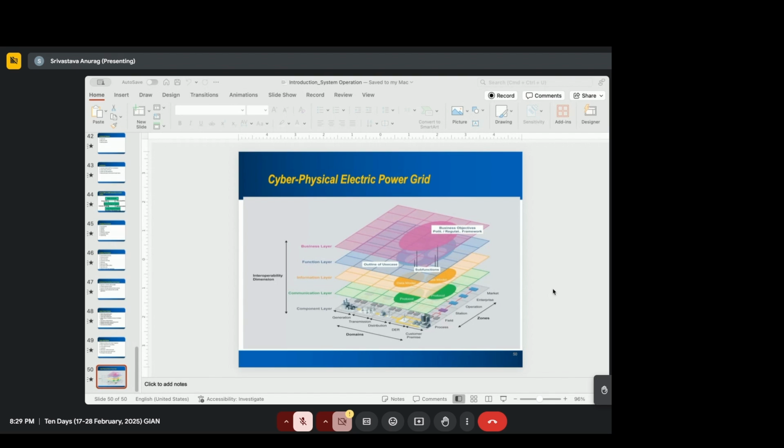So the top layer is business and political, where we need to make sure that all the rules and compliance are being followed. For the rest of the course, we are going to talk about some of these layers and mainly focus on information, communication, and function, which basically make up the cyber layer.